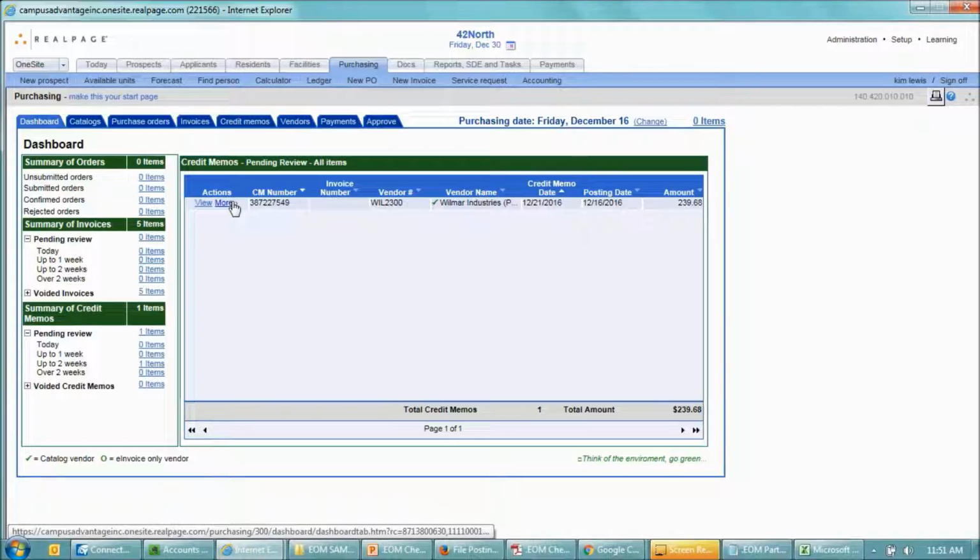What will happen is RealPage has worked with particular vendors to receive invoices electronically. It won't be every vendor, but it's a good handful of vendors. And rather than you getting a paper invoice, if this was your property, you would never get a paper credit memo for this 239. It just came in electronically, so you have to process it here through the system. There might be a very valid reason why this is sitting here. They might not have an invoice to enter this against. So it might sit here until they have another invoice from Wilmar. So that just does have to be addressed. And so ideally we want zeros there.